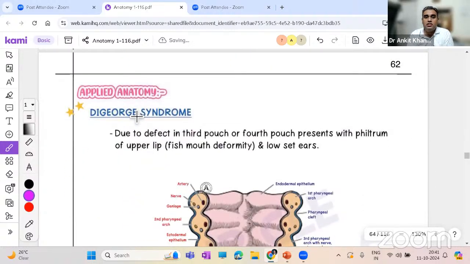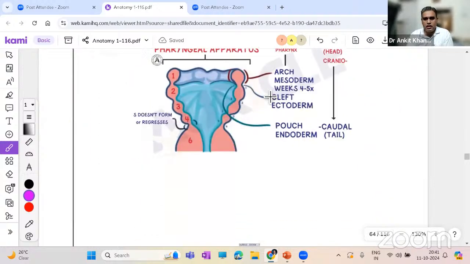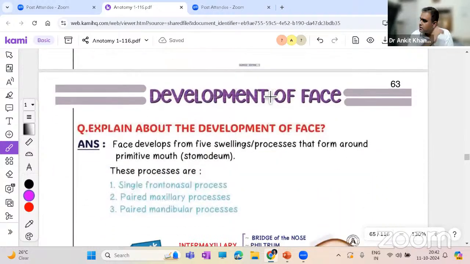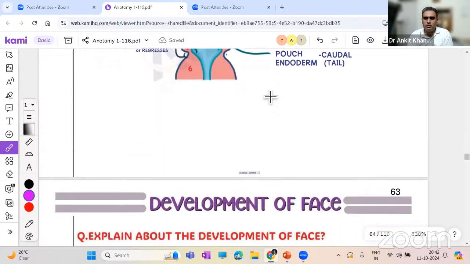See, I told you about syndromes. So many syndromes are there. I didn't mention the name, but there is DiGeorge syndrome where the third and fourth pouch have some issues. Other issues are there too. Now come to another part. You guys, the pharyngeal arches topic was very, very important. Let me tell you that.